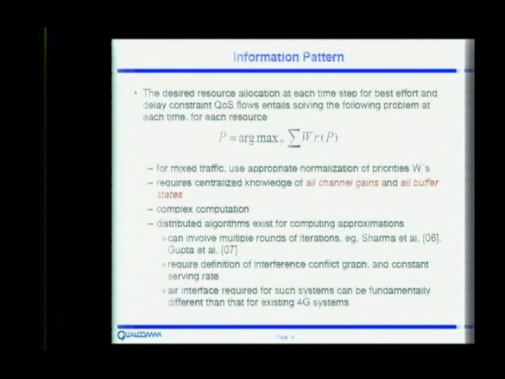Essentially, what this motivates is that you want to solve a problem where we come up with a simple distributed algorithm to pick the power P, which maximizes some weighted sum of the trade-offs. That's essentially what we're going to concentrate on for the rest of the slides.